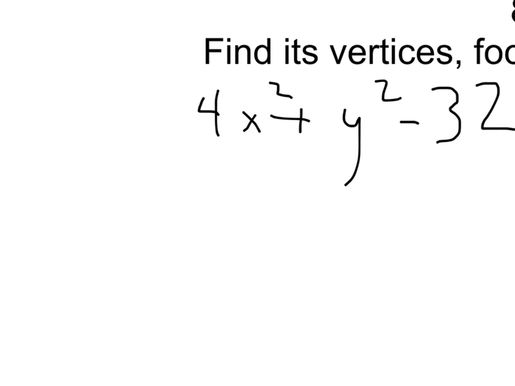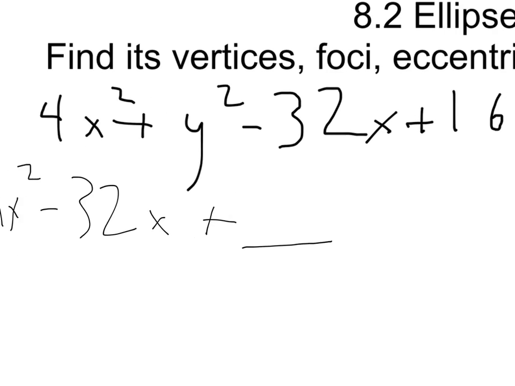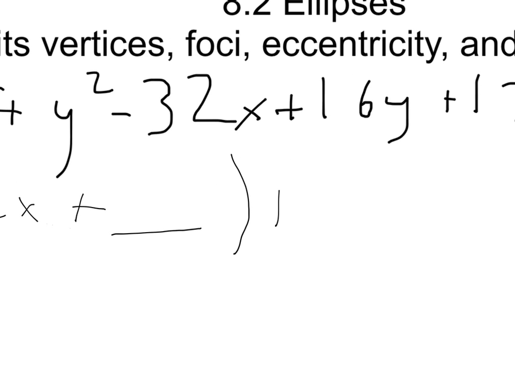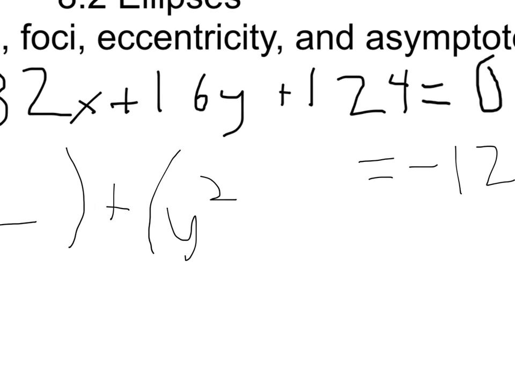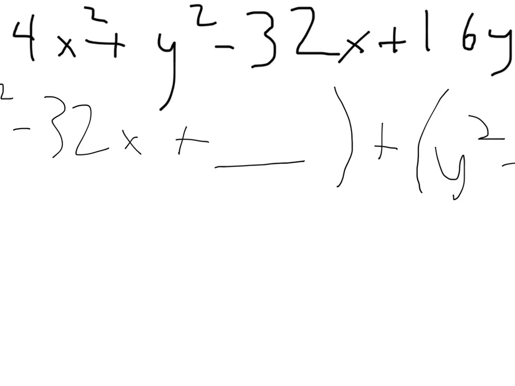So, for the x side, you're going to have 4x squared minus 32x plus your spot for your blank, because that's where you're actually going to put the square you complete. Continuing on, plus y squared, running out of room, plus 16y, and again, your blank spot for your completed square.